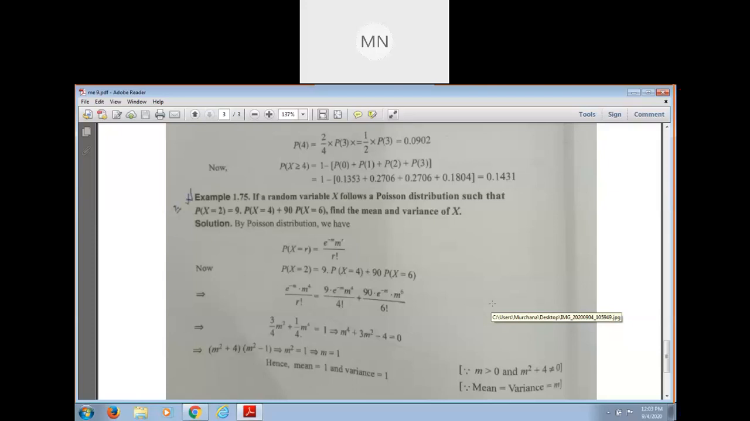So, suppose you are given the value at x equals 0, you can easily find the next value using the formula.